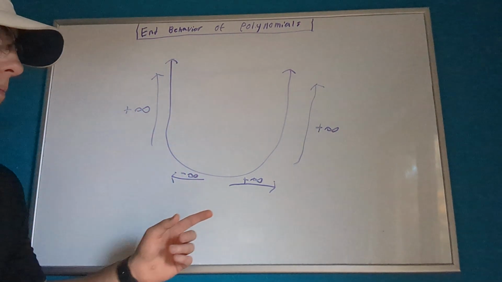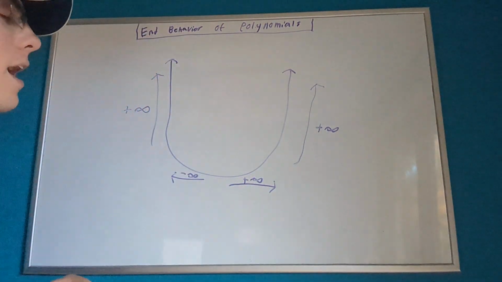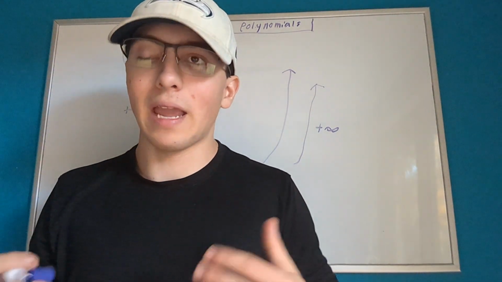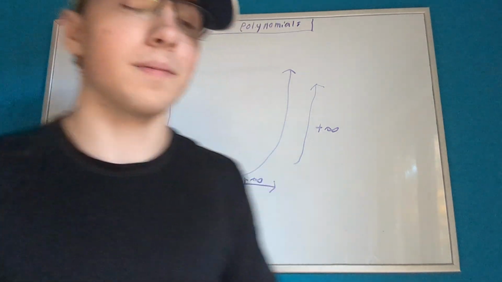So now what can we say from this? The end behavior as x approaches positive infinity of this graph is positive infinity. And the end behavior of this graph as x approaches negative infinity is also positive infinity.